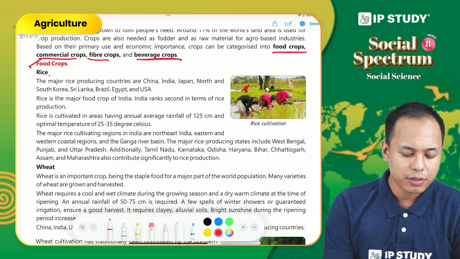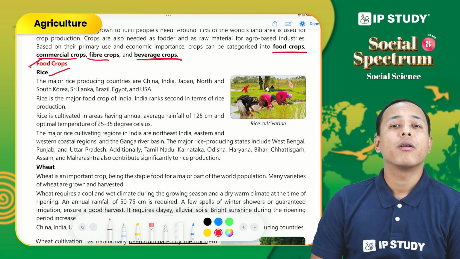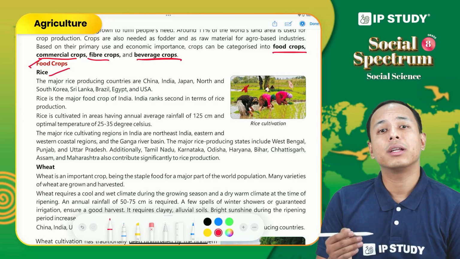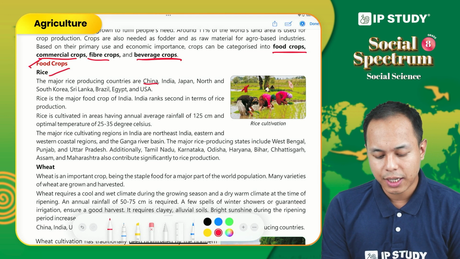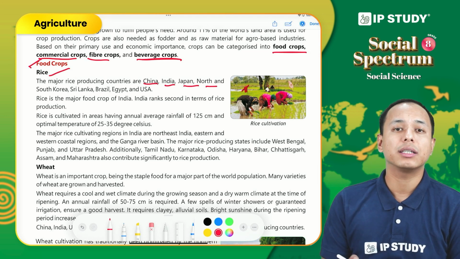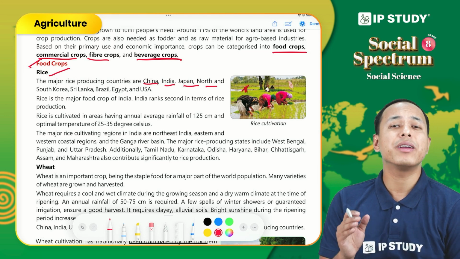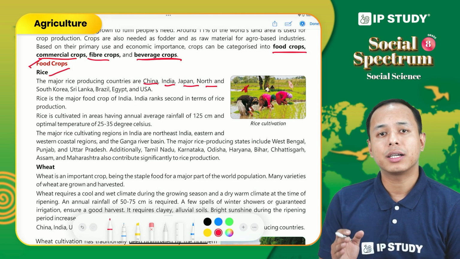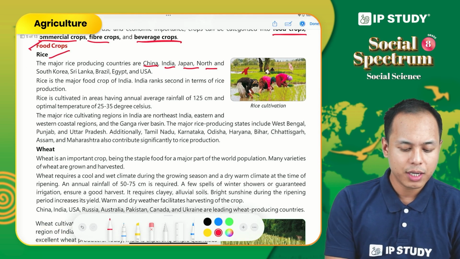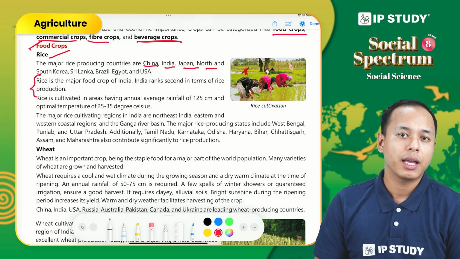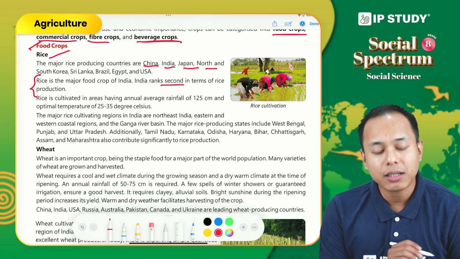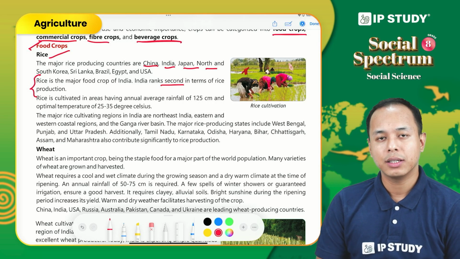In food crops, first we have rice. So where is rice normally cultivated? Rice producing countries are China, India, Japan, North and South Korea, Sri Lanka, Egypt, USA. So these are the major rice producing countries in the world. When it comes to India, rice is one of the major food crops of India, and India ranks second in terms of rice production after China.